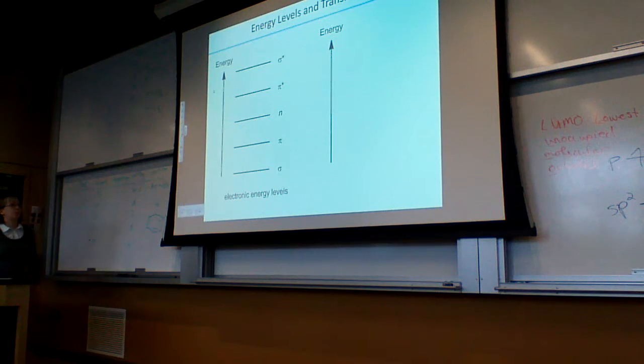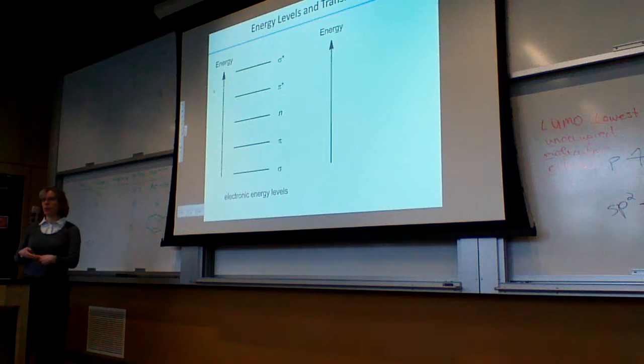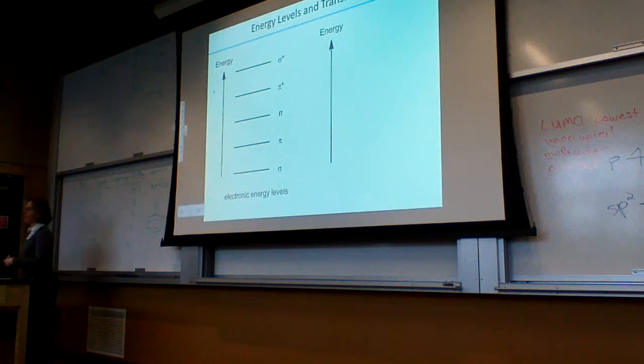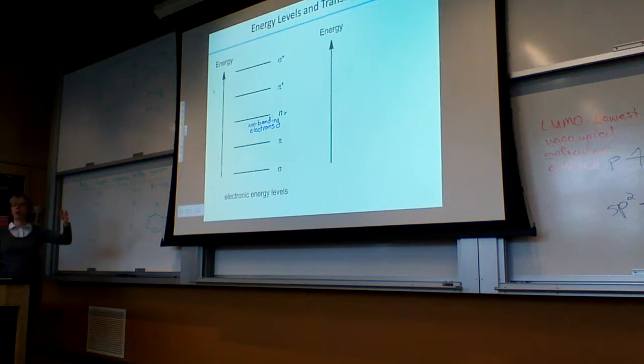This is more what we're going to represent those electronic energy levels as. And we have a sigma bond, we have pi bonds. The N stands for non-bonding electrons. So you have a nitrogen or oxygen that has electrons that aren't participating in a bond. Those are going to be considered N. And as I review, the star next to the pi or the sigma stands for anti-bonding.